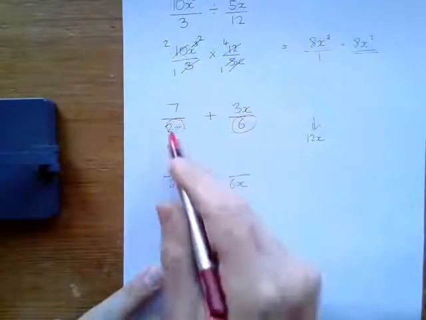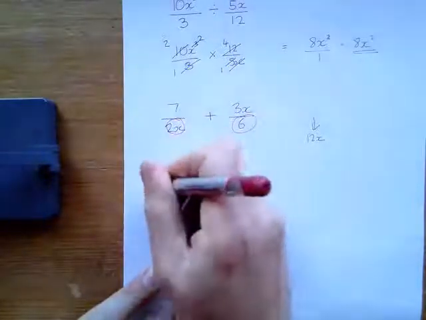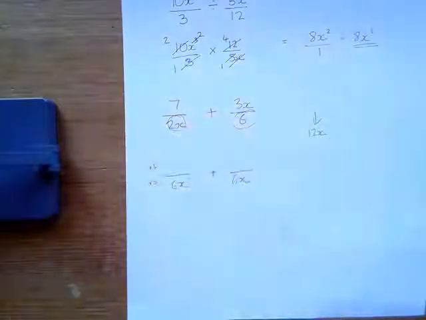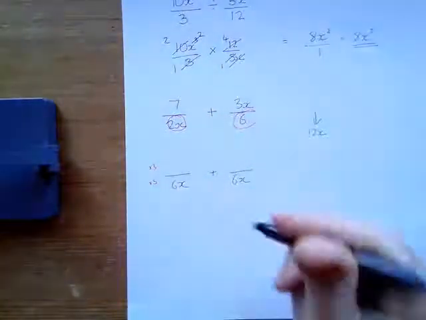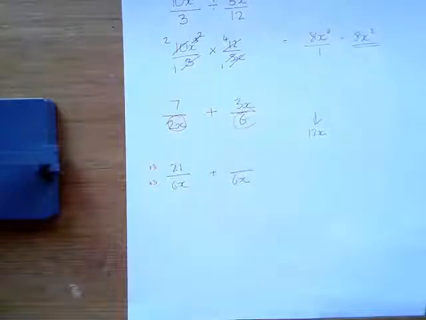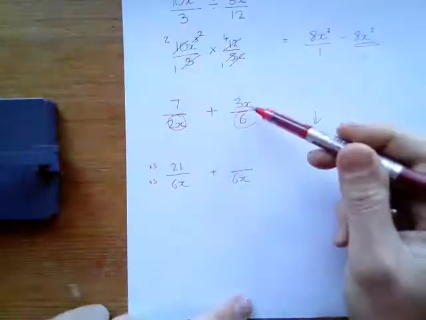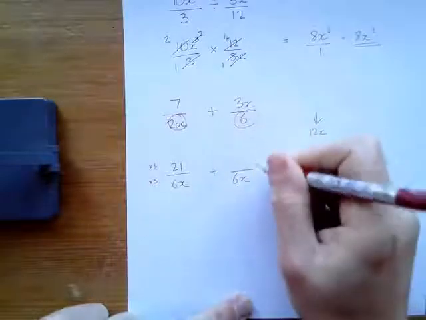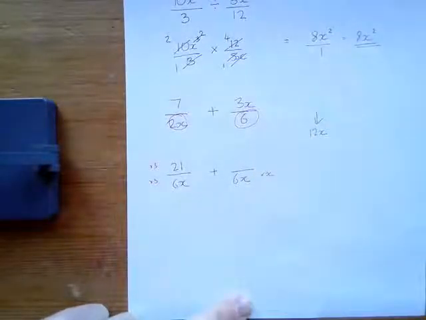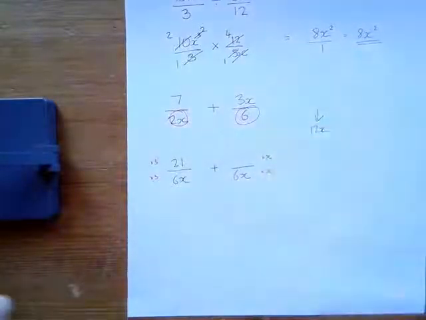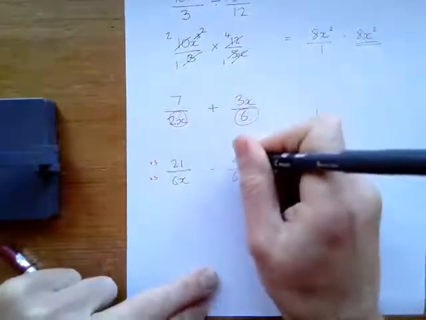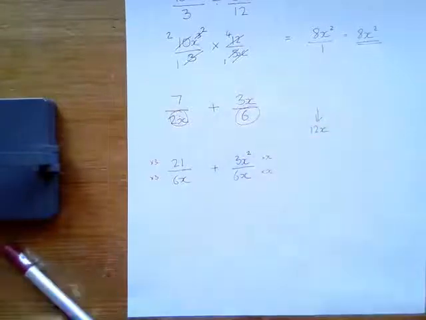So in this case, to go from 2x to 6x, I've had to multiply by 3. So I must also multiply the number on the top by 3, which is going to give me 21. Similarly, over here, to go from 6 to 6x, I must have multiplied the bottom by x. So I must also multiply the top by x as well, which means that 3x is now going to be 3x squared, like so.